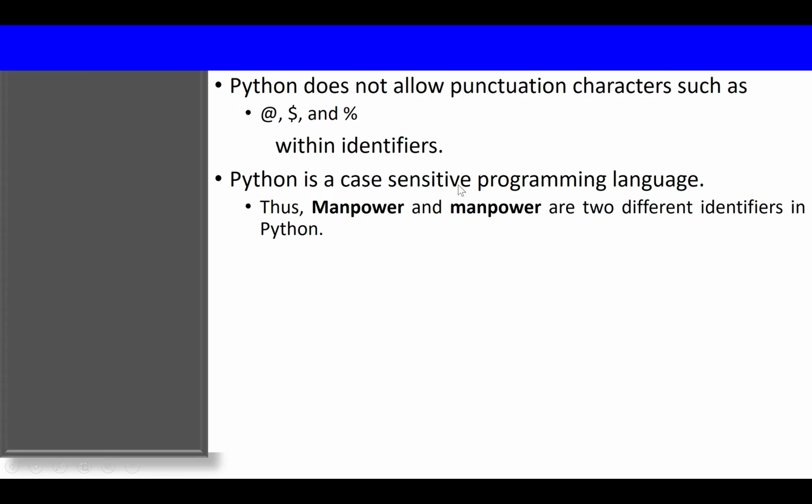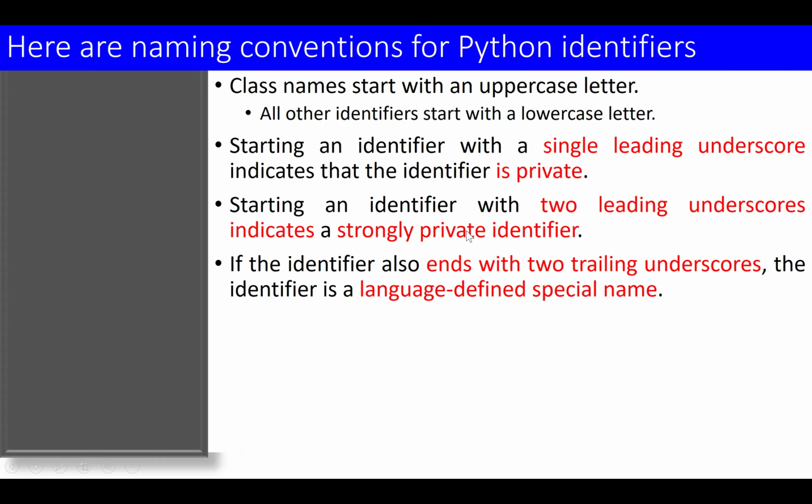Then Python is a case sensitive programming language. Very important. Why is it called case sensitive? Because an uppercase letter and a lowercase letter are different, so it will consider these as different identifiers. A class name starts with an uppercase letter. All other identifiers start with a lowercase letter.